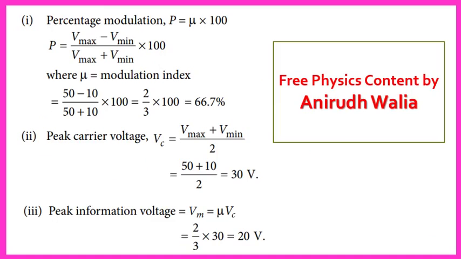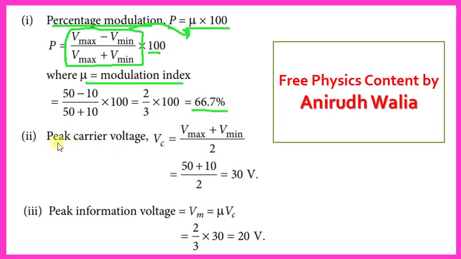What is the formula for the percentage modulation? It is P equal to mu into 100, and mu is Vmax minus Vmin upon Vmax plus Vmin. This is the mu, and mu into 100 gives you the percentage modulation. Mu is the modulation index. Now you just substitute the values of Vmax and Vmin: 50 minus 10 upon 50 plus 10 into 100, that is 2 by 3 into 100, that is 66.7. So percentage modulation is 66.7 percent.